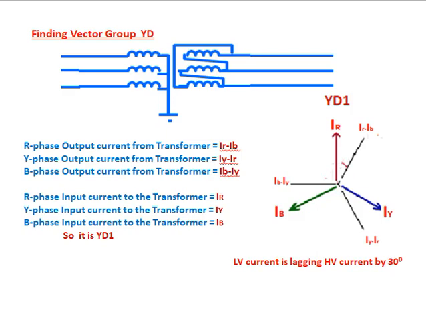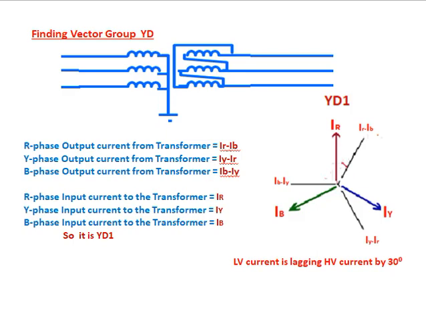Finding vector group YD. See the diagram. HV side is star, LV side is delta. From the diagram itself, you can say the current flow. R phase output current from transformer equal to Ir minus Iy. Y phase output current from transformer equal to Iy minus Ir. B phase output current from transformer equal to Ib minus Iy.